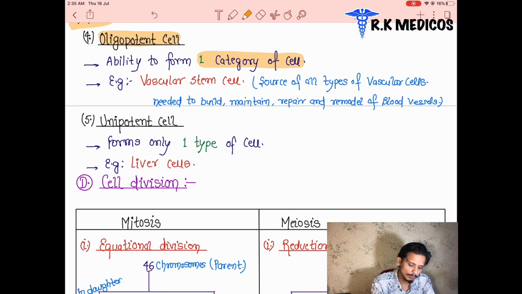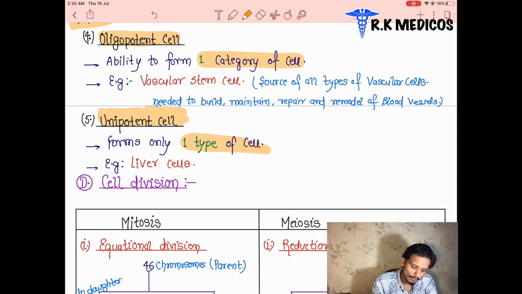Next point, unipotent cells. Unipotent cells form only one type of cell. Basically the liver cells or hepatocytes are unipotent cells. They divide into only one type of cell. So they are the unipotent cells. So these are the different types of cells.